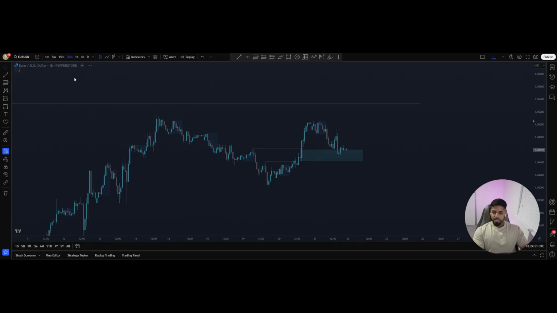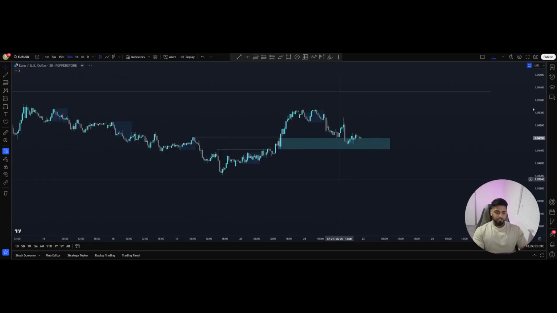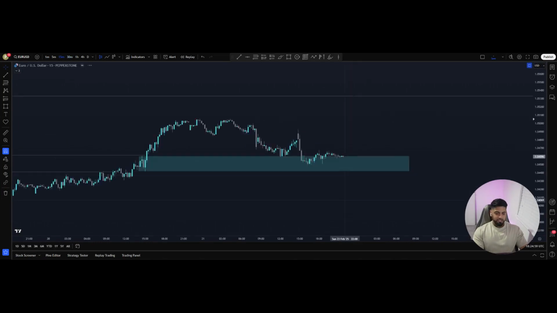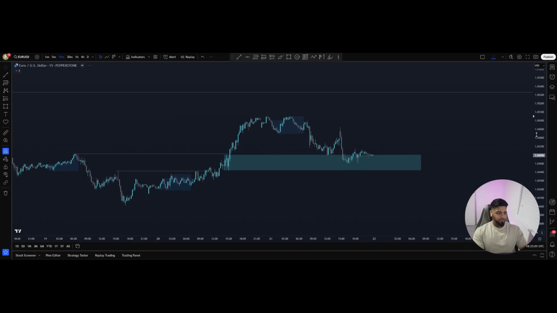So from here, if we drop down and cycle down on the time frames, we can potentially start to frame up a trade for tomorrow. On the 30-minute, there's nothing really interesting for us to look at, and dropping down to the 15.